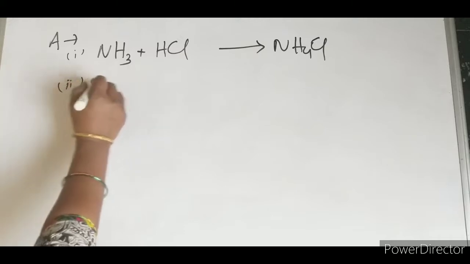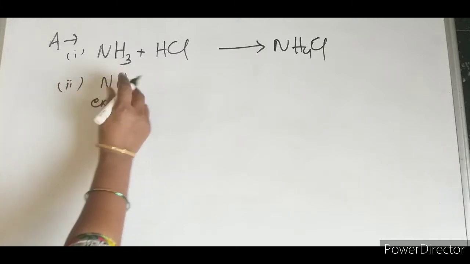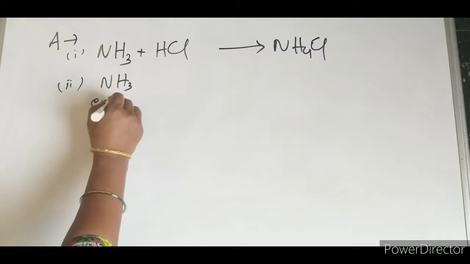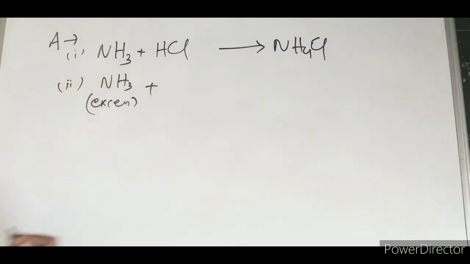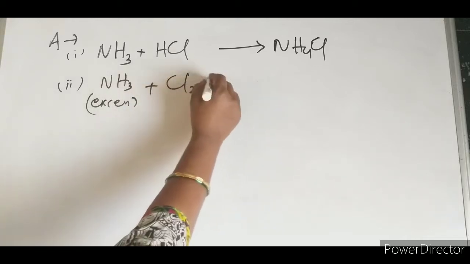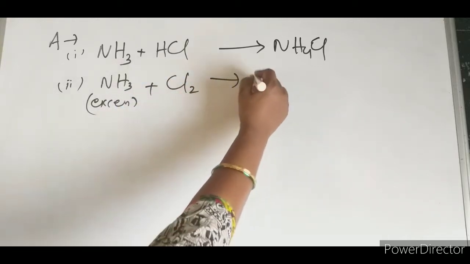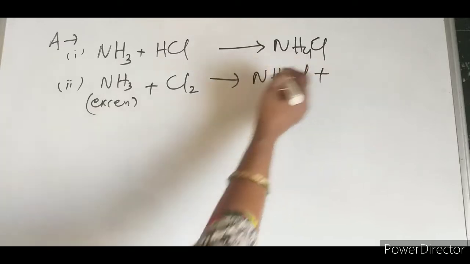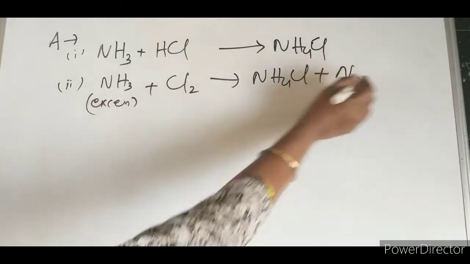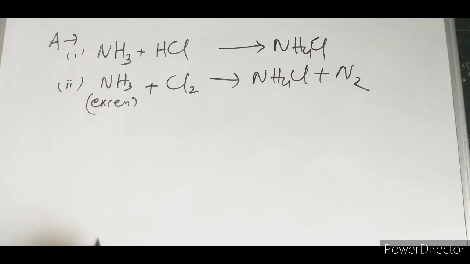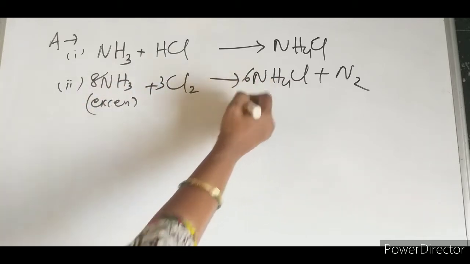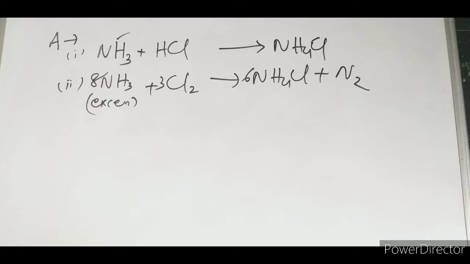Second process: when excess ammonia reacts with chlorine, it gives ammonium chloride along with nitrogen. Okay, so the first one is easy to remember, but this one, balancing is a little tricky, you have to remember it. Otherwise you can write it like this. Okay, this one is A.